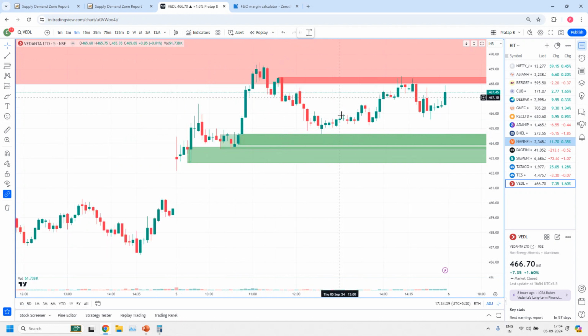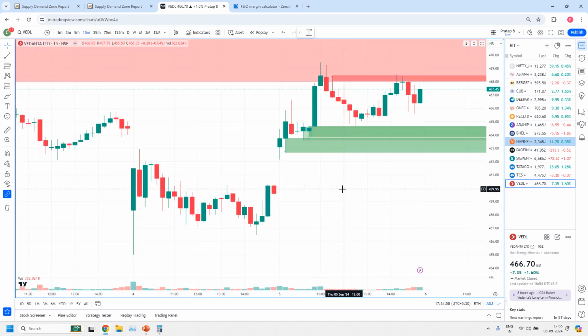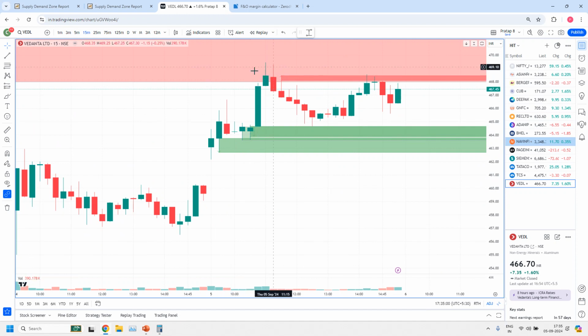Suppose new zones are created. See here, rally base rally, one more zone is created. After that, they retrace to this zone. At that time this zone may not have much power, but still why does this zone have power? It is a 15-minute zone. See here, after this 15-minute zone there is no other 15-minute zone. Let us assume rally base rally, one more 15-minute zone is created.